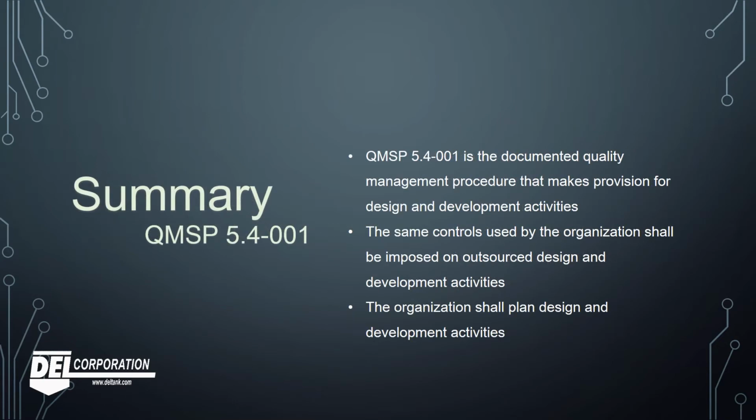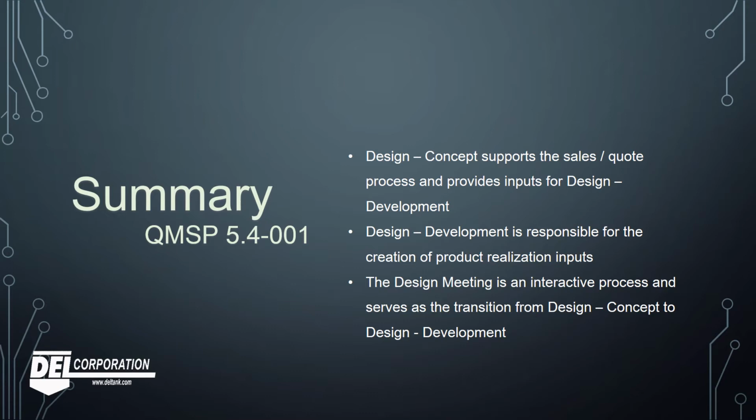Let's sum up what we've learned. QMSP 5.4-001 is the Documented Quality Management System procedure that makes provision for design and development activities. The same controls used by the organization shall be imposed on outsourced design and development activities, and the organization shall plan design and development activities. Design concept supports the sales or quote process and provides inputs for design development. Design development is responsible for the creation of product realization inputs. The design meeting is an interactive process and serves as the transition from design concept to design development.